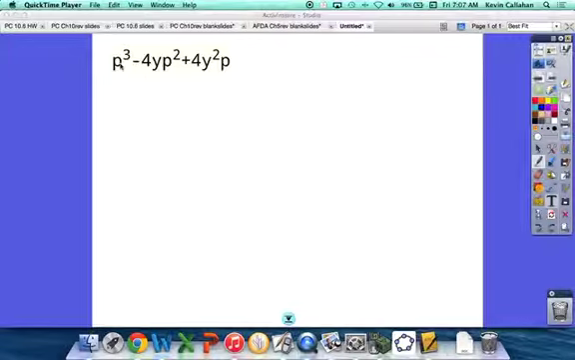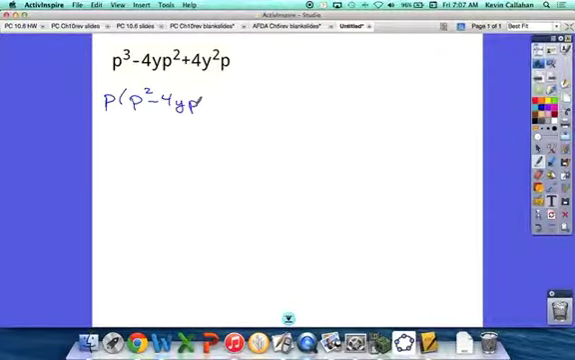So factor out a p. That's the first part of it. To factor a p from p to the third, there's a p squared left. If I factor one of the p's from p squared, I still have 4yp. And if I factor p, the only p, from the last term, then I have 4y squared.